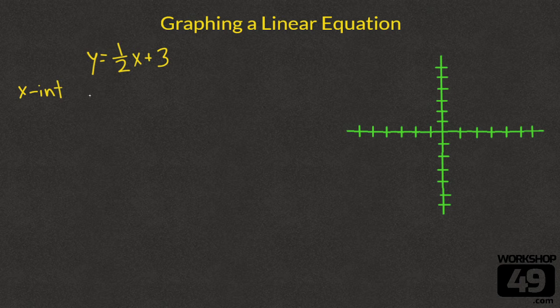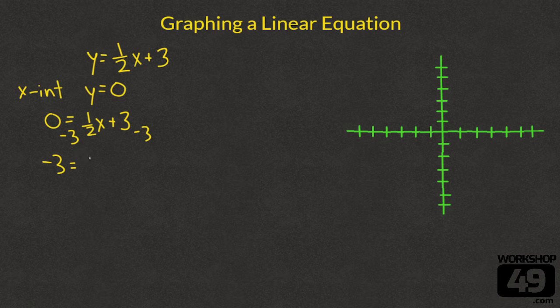Our x-intercept is when y is equal to 0, and we have 0 equals 1/2 x plus 3. We want to get this x all by itself, so we're going to subtract 3 from both sides. -3 is equal to 1/2 x. We need to get rid of this 1/2 in front of the x now, and we'll do this by multiplying both sides by 2. We'll multiply this side by 2, and we'll multiply this side by 2. We end up with -6 equals x, and we're going to go ahead and throw that up on our graph.